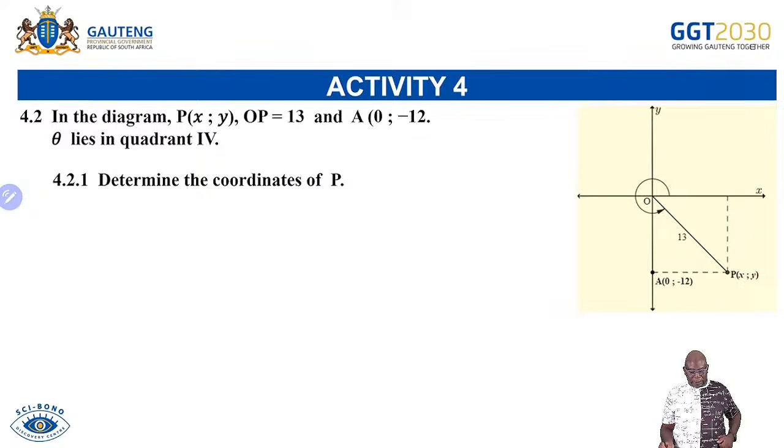In the next question, they say in the diagram P, X and Y. OP, from O to P, that is R. If I'm working in a unit circle, that is my R. In this case, they call it OP. A is, there's a bracket here, 0 and negative 12, which I think is correct. Then theta lies in the fourth quadrant. You see now that the angle here is lying in the fourth quadrant.